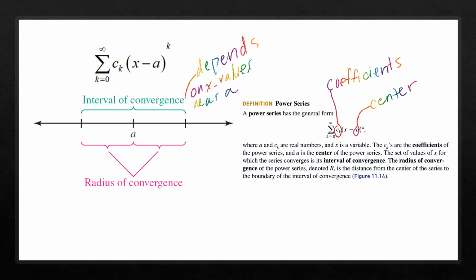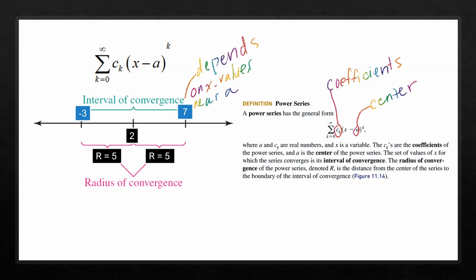For example, let's say the center is at 2. This is just to demonstrate the definitions, or what the wordings mean. So suppose the radius of convergence is 5. You could go 5 to the left or 5 to the right of the center 2, so that the interval of convergence would start on the left at -3 and on the right at 7.